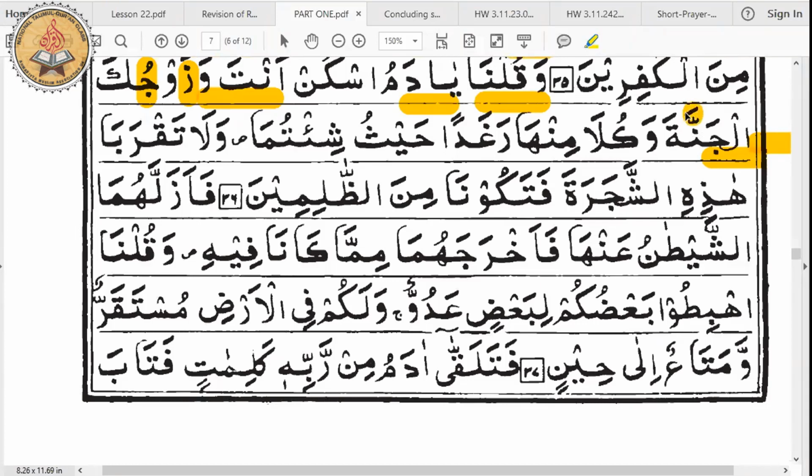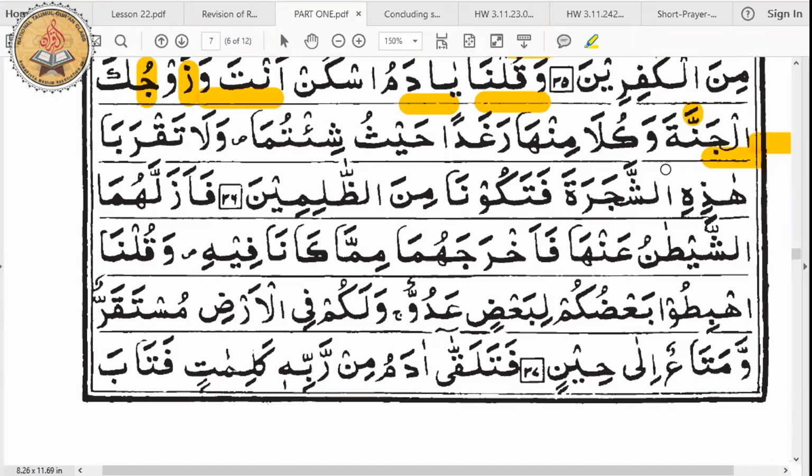So how much time we'll give to this one? 1 second. 1 second to Fatta, and it is Noon Mushadda, so 2-second nasal sound as well. So can you try it once more, please? Al-Jannah. Well done. Tawakkul.